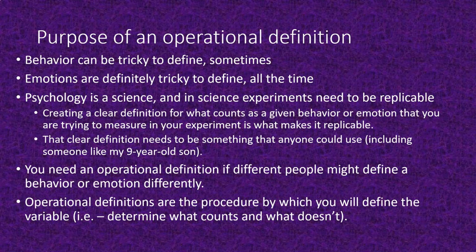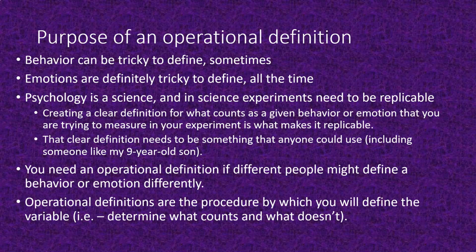Psychology is a science, and in science, experiments need to be replicable. That means that other people have to be able to do your experiment and get the same data. And if they can't do that, then your experiment isn't replicable. Right? So creating a clear definition for what counts as a given behavior or emotion that you're trying to measure in your experiment is what we need to do. Okay, that's just part of being a good psychologist.